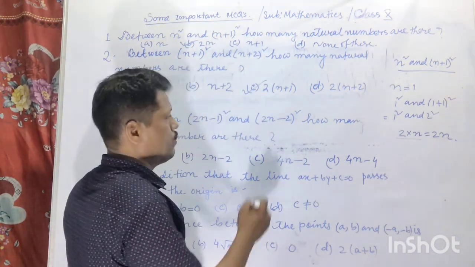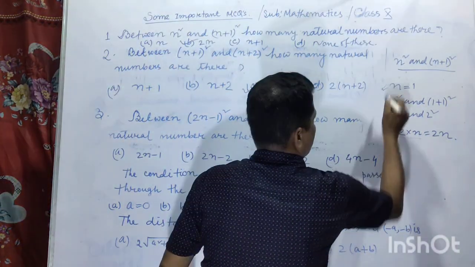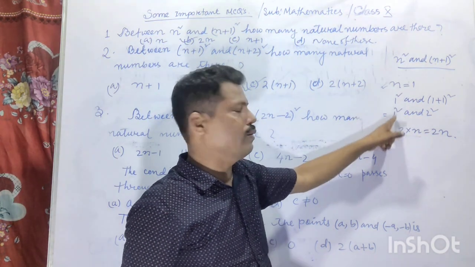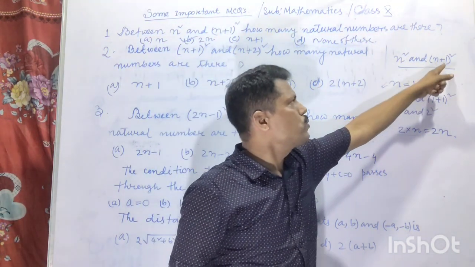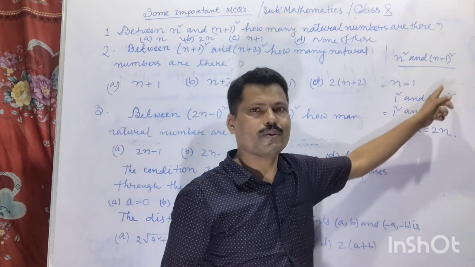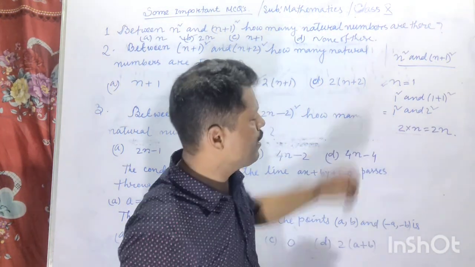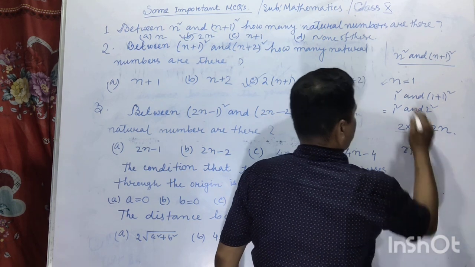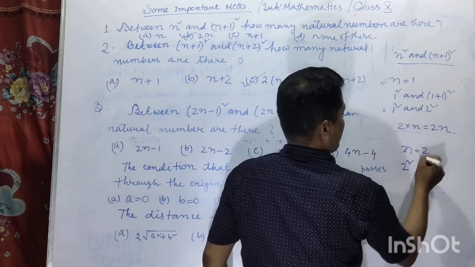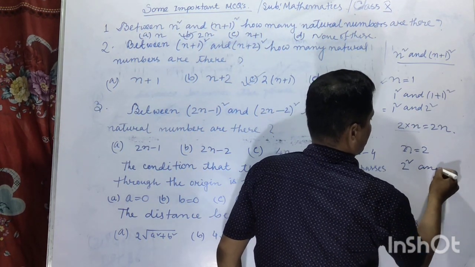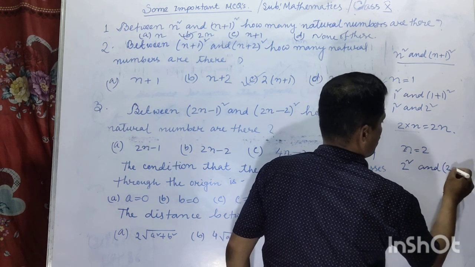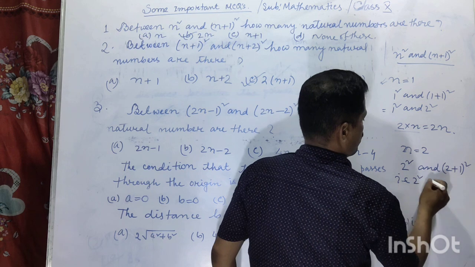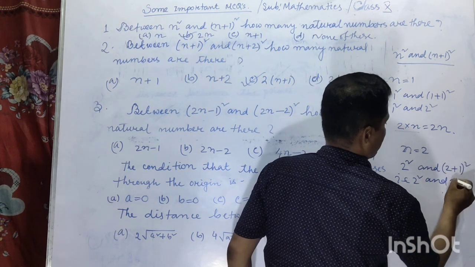We can also consider the minimum value of a natural number, that is 1. If n is 1, then we have 1 square and n plus 1, that means 1 plus 1, 2 whole square. We can consider it this way also. If n is equal to 2, then this will be 2 square, and n plus 1, that is 2 plus 1 whole square. That is, we can say here 2 square and here 3 square.